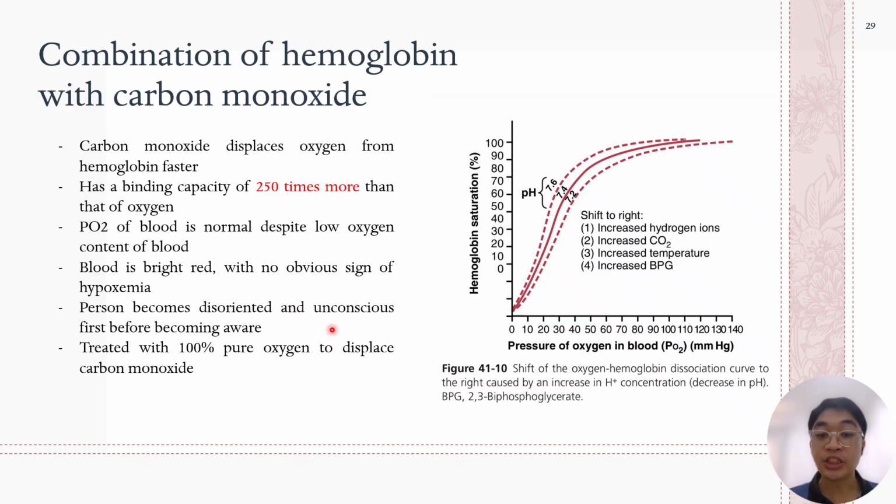But initially, when there is carbon monoxide poisoning, the person becomes disoriented and unconscious before becoming aware, because of the decreased oxygen supply of the blood. So, in order to treat carbon monoxide poisoning, you need to administer 100% pure oxygen in order to displace carbon monoxide. Remember, you cannot just give room air, because room air is composed of only 21% oxygen.